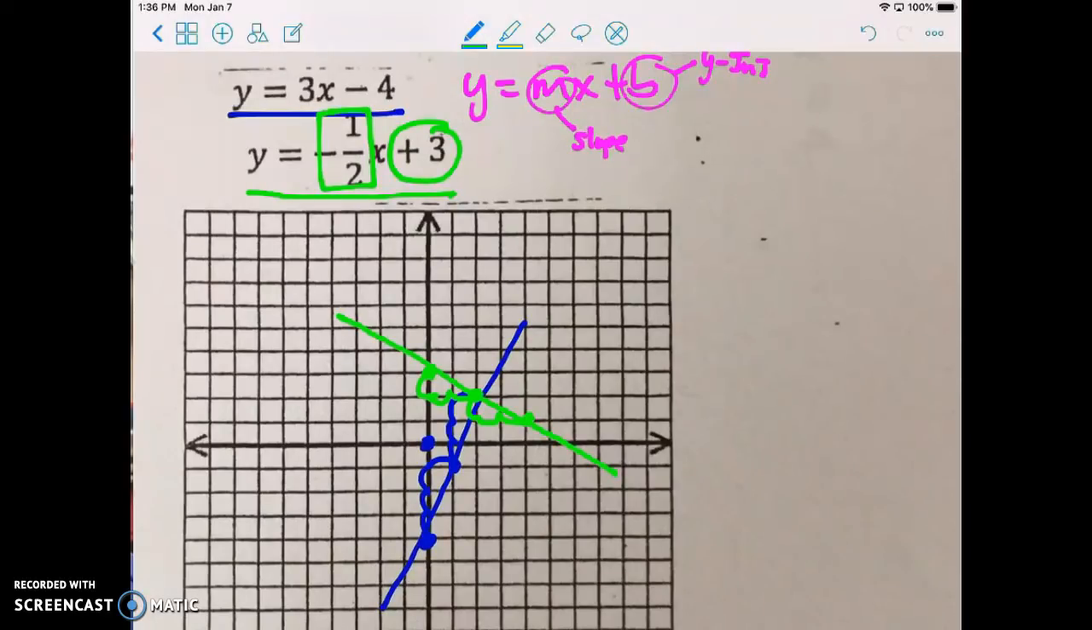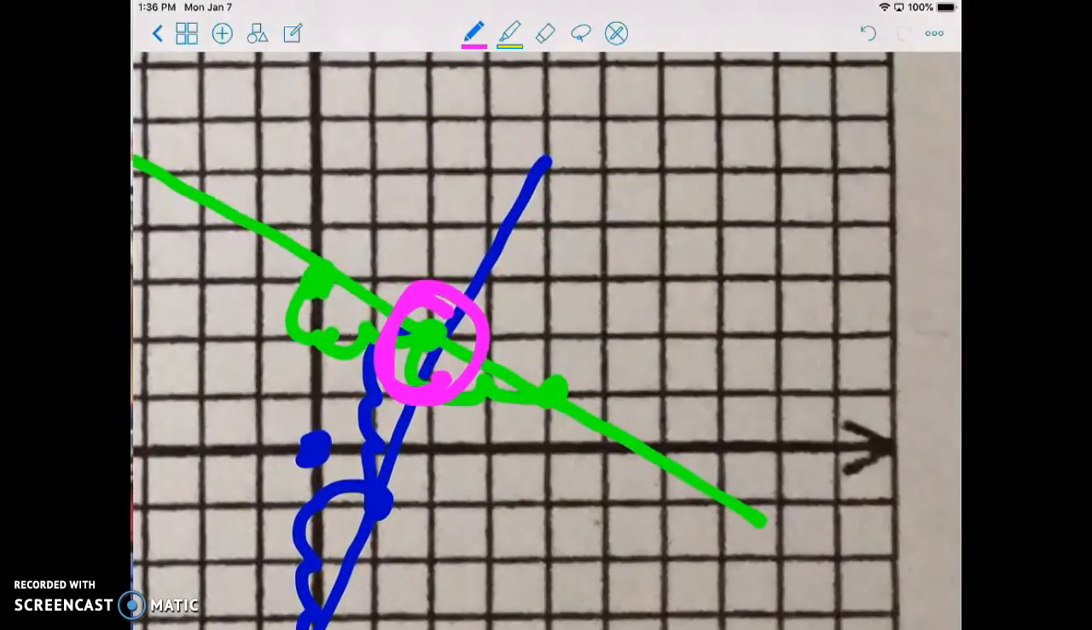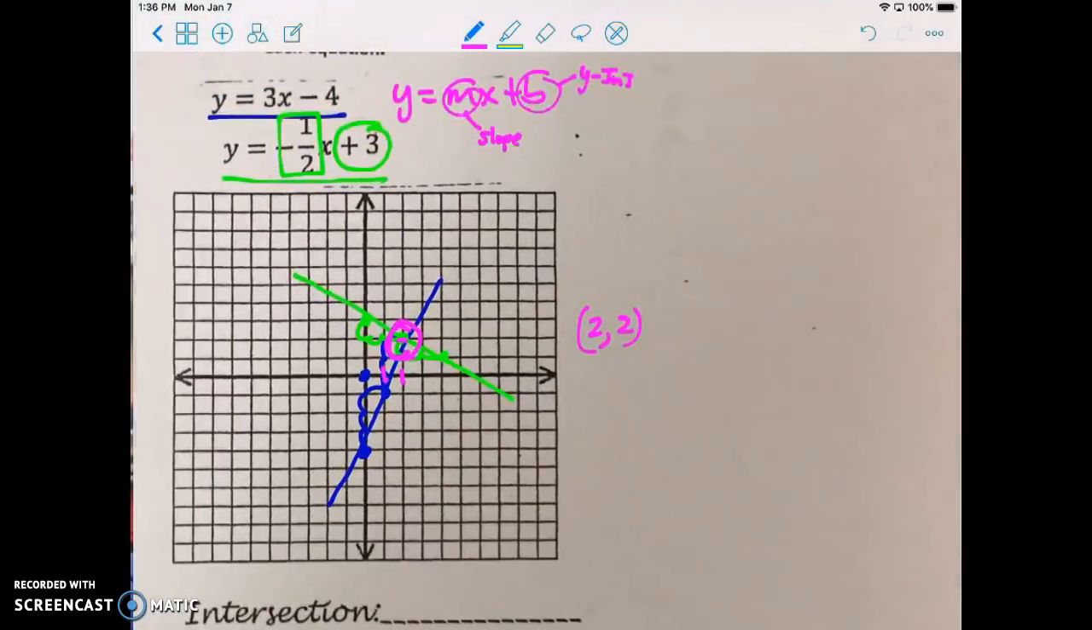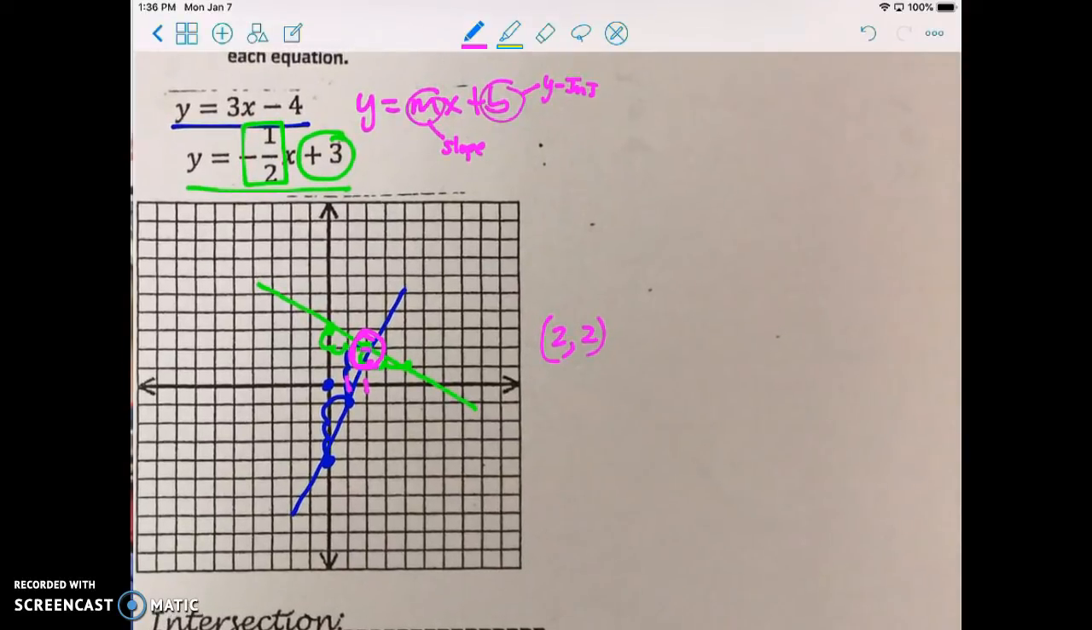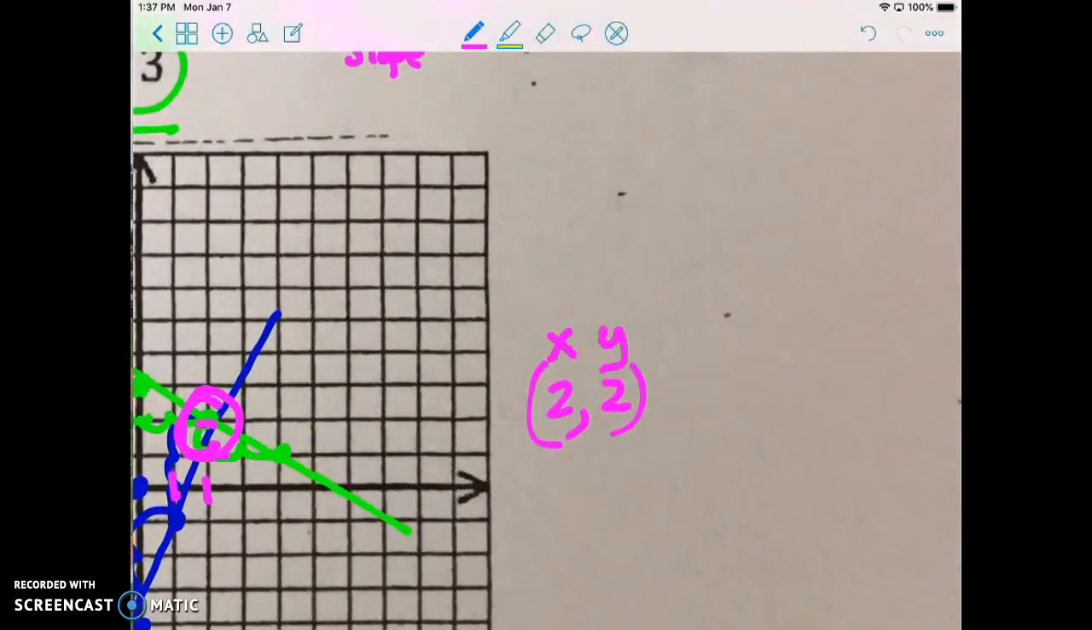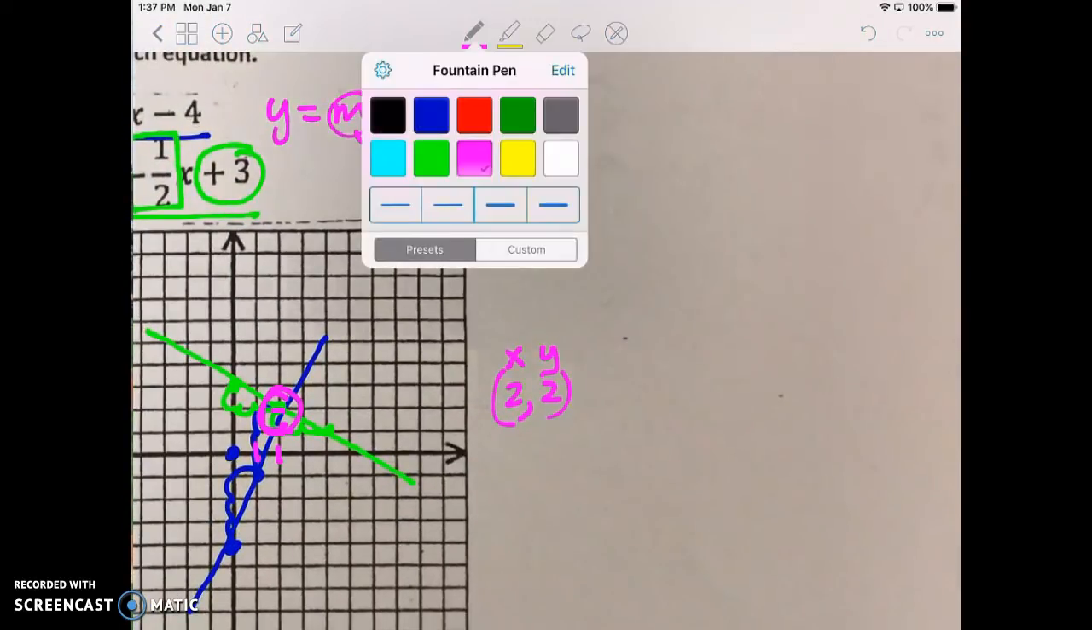Now we can tell where it crossed. They cross right there. That's the point at which they cross, and that point is 2 on the x and 2 on the y. So according to graphing, the solution of these two equations is (2, 2). That's one part of it. Then we plug it in to see if it works. This is my x and my y, so I plug that into each equation and see if it works.